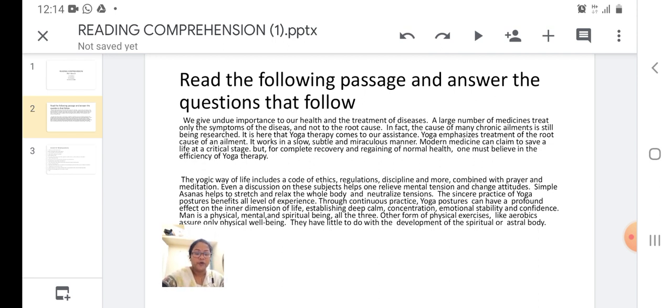The first paragraph talks about treatment of disease. The second one talks about yoga, the importance of yoga, maybe the yogic way of treating diseases. So first, the skimming is over. Now the next tip I told you was to read the questions. So let's read the questions.